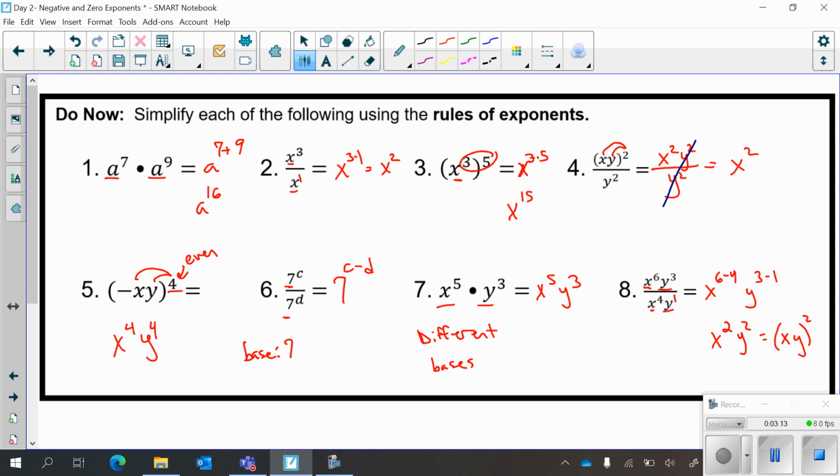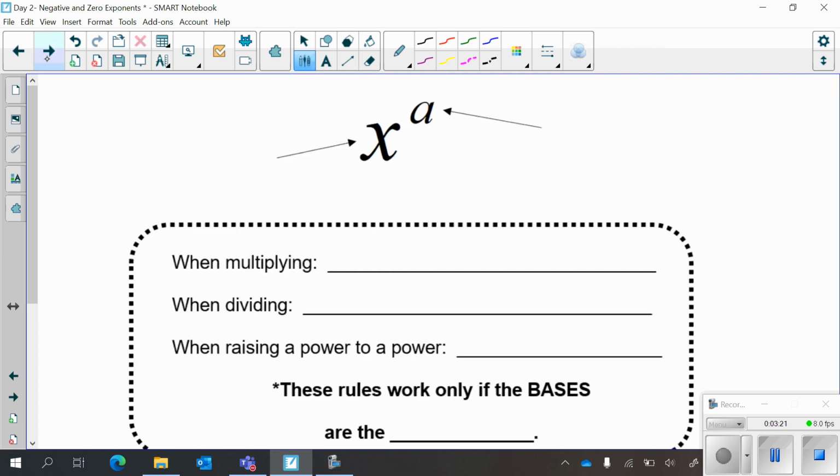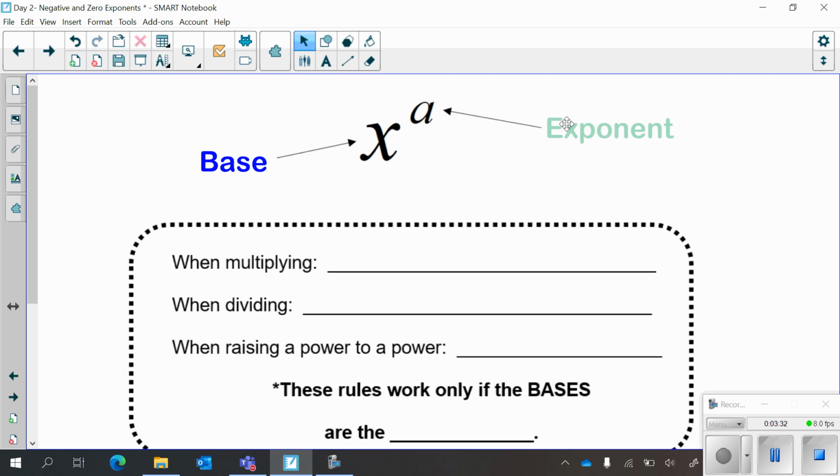All right, we're going to learn two more rules in this video. We are going to learn what to do when we have 0 exponents and negative exponents. So it is important to know our vocabulary first. The base is what is on the bottom of the exponent, and the exponent is what is up top, that little top piece.